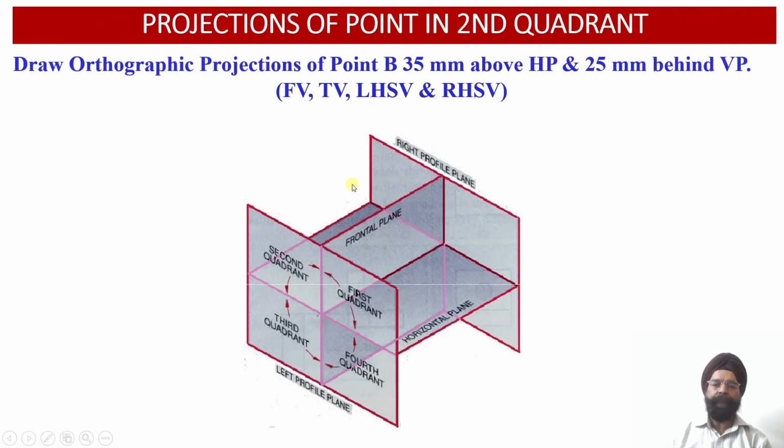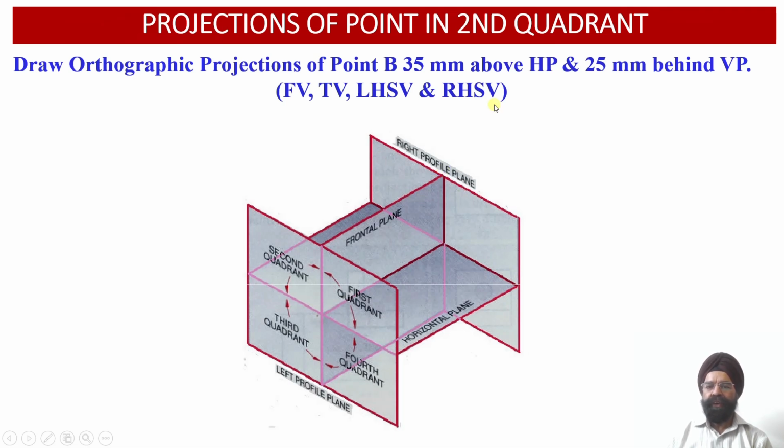So whenever an object or a point happens to lie in the second quadrant, we will observe that the object will be lying behind the vertical plane and above the horizontal plane. Here we can check, this is the horizontal plane, this is the vertical plane, and this is the profile plane which is available on the left hand side. This is the profile plane which is available on the right hand side.